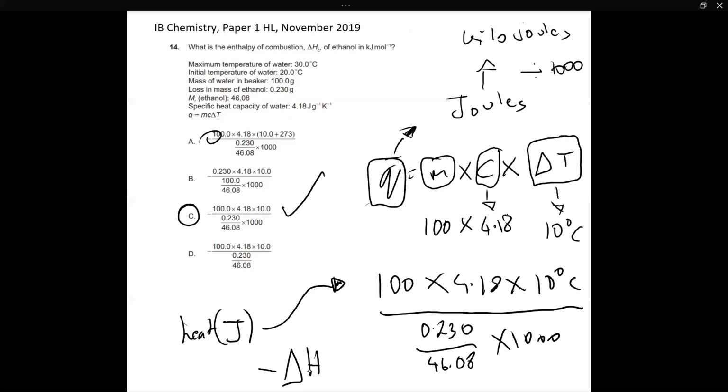That's why there are these negative signs everywhere in all these options, because that's what the enthalpy of combustion is. Enthalpy of combustion is always negative because you're burning something. That's why there's a negative sign. Hope you understood that.